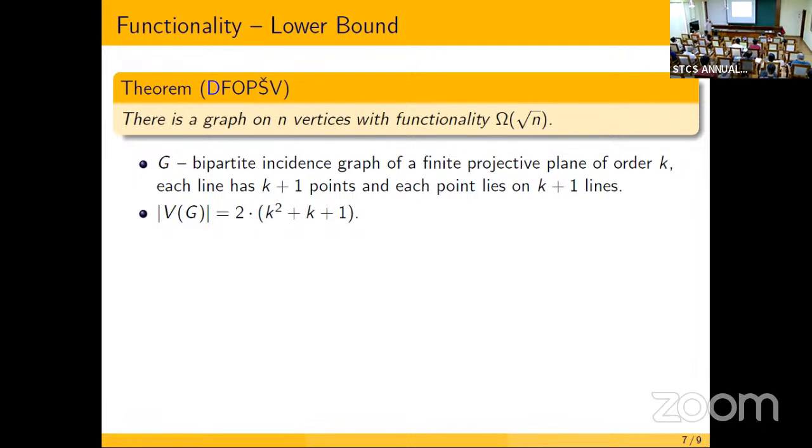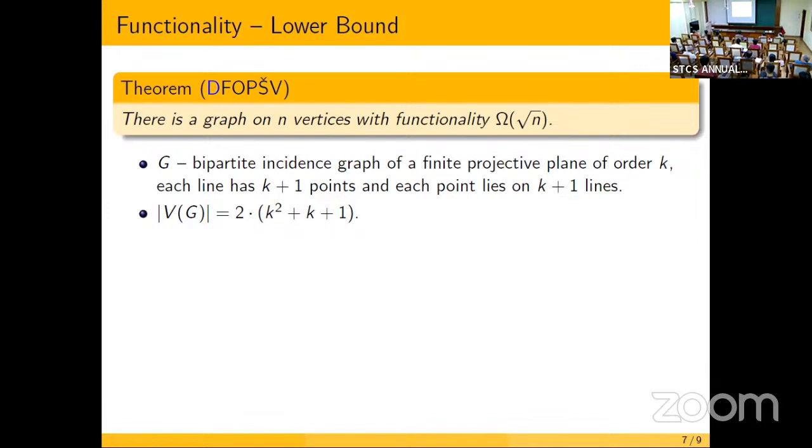I don't know who knows what a finite projective plane is here. Okay, some of you. It's a combinatorial object. You have a ground set of points and a family of subsets of these points called lines. And it's very structured: if you have a finite projective plane of order k, then each line has k plus 1 points, and each point lies on k plus 1 lines.